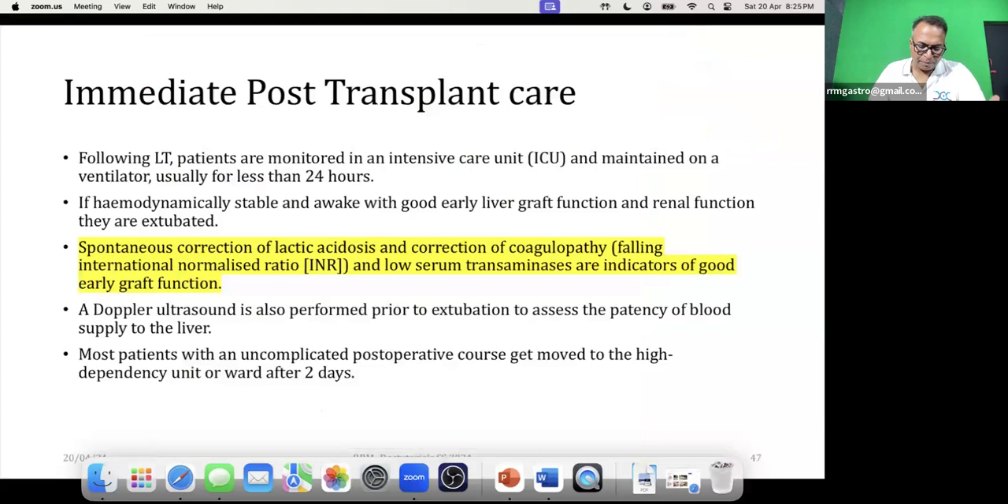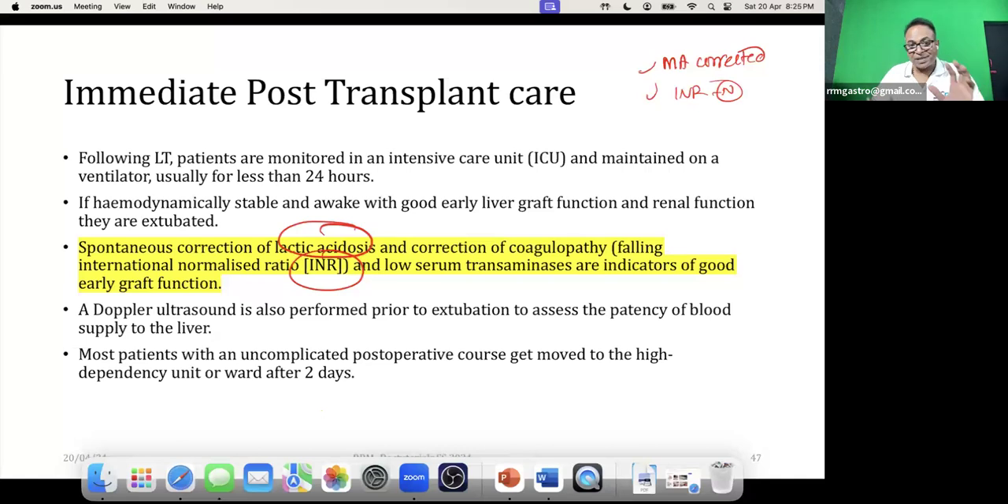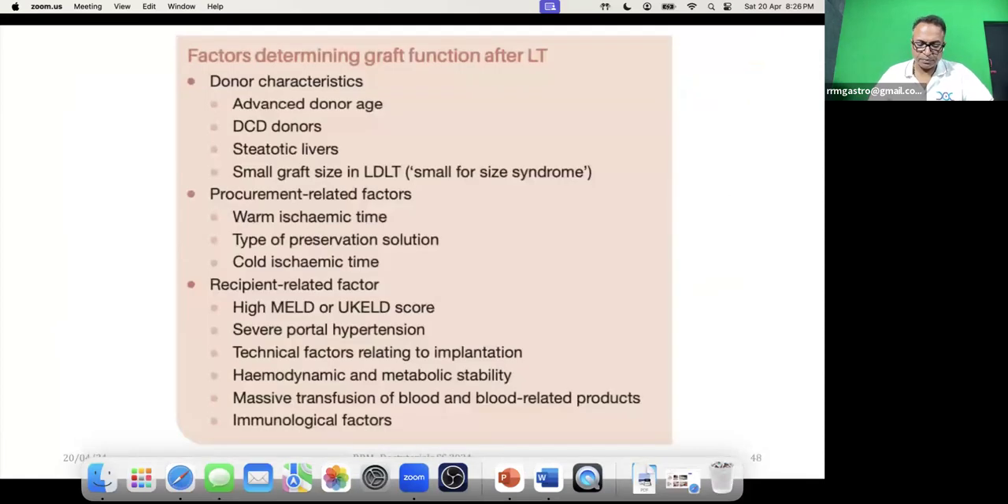Immediate post-transplant care: the very important values we'll be watching are lactic acid and falling INR. Lactic acidosis, the metabolic acidosis, should be corrected. INR normal means you have done a good job, and your patient is recovering very well. Always do a Doppler ultrasound to confirm there is free hepatic artery flow. The patient will be in the ICU for 24 hours to 2 days, and after 2 days, we will transfer the patient to the high dependency unit.